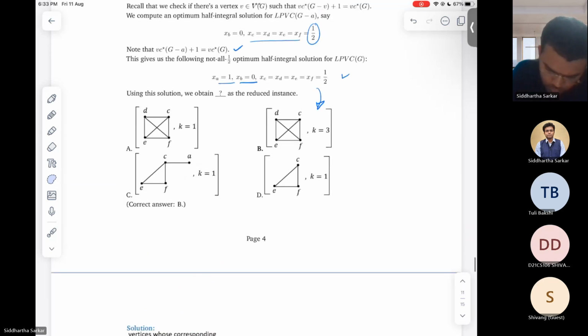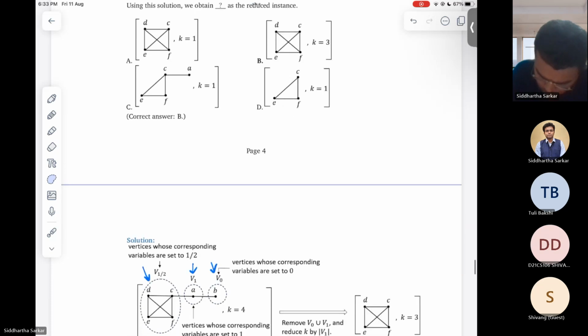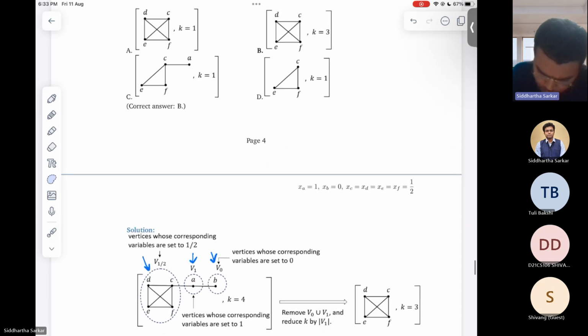How do I copy this? Right, we're able to copy.